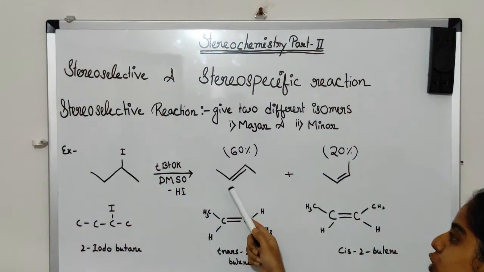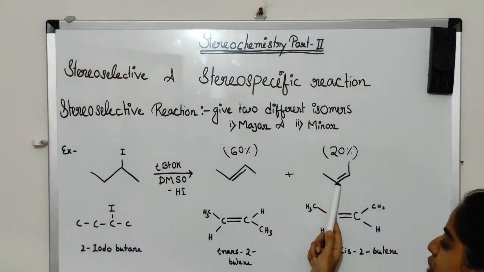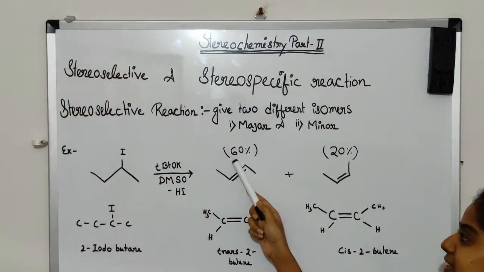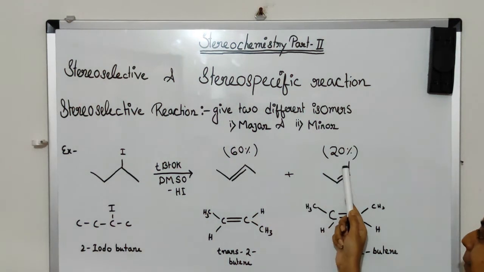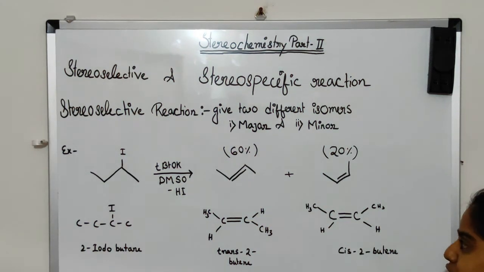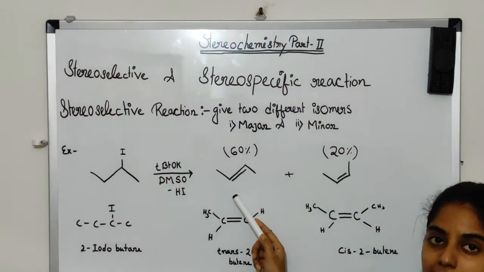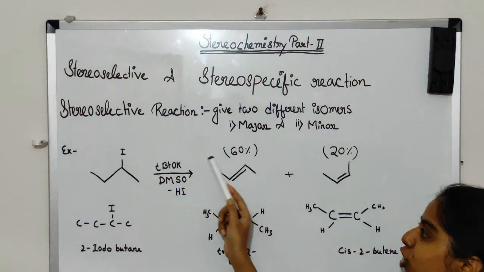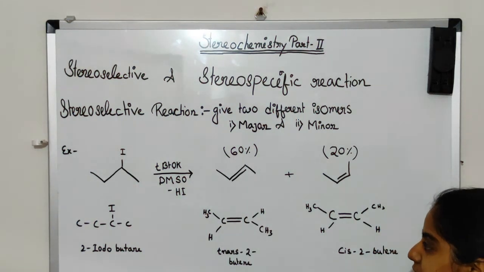So here two types of products are formed. One is trans and another is cis, and this is our major product and this is our minor product, right? So we have to select the major product here. So this is our example of a stereoselective reaction, right?